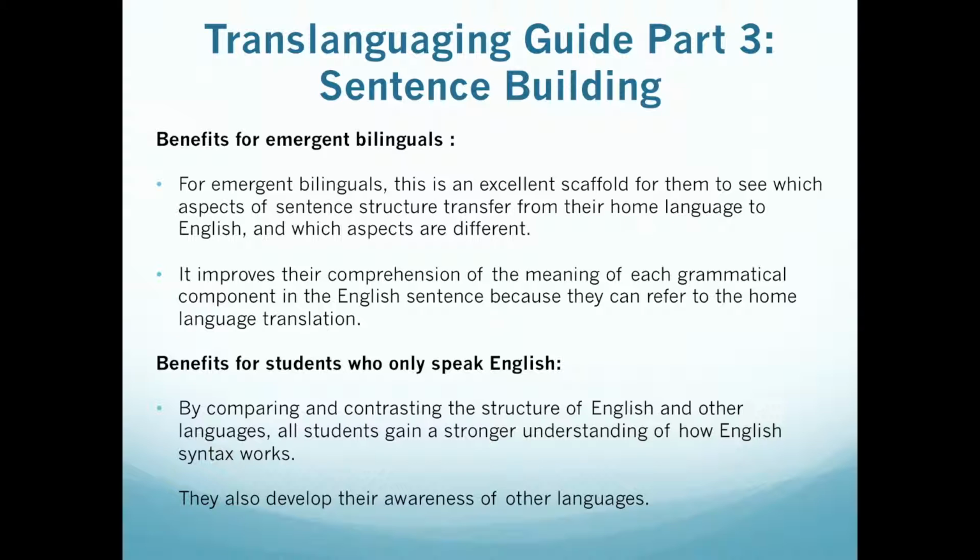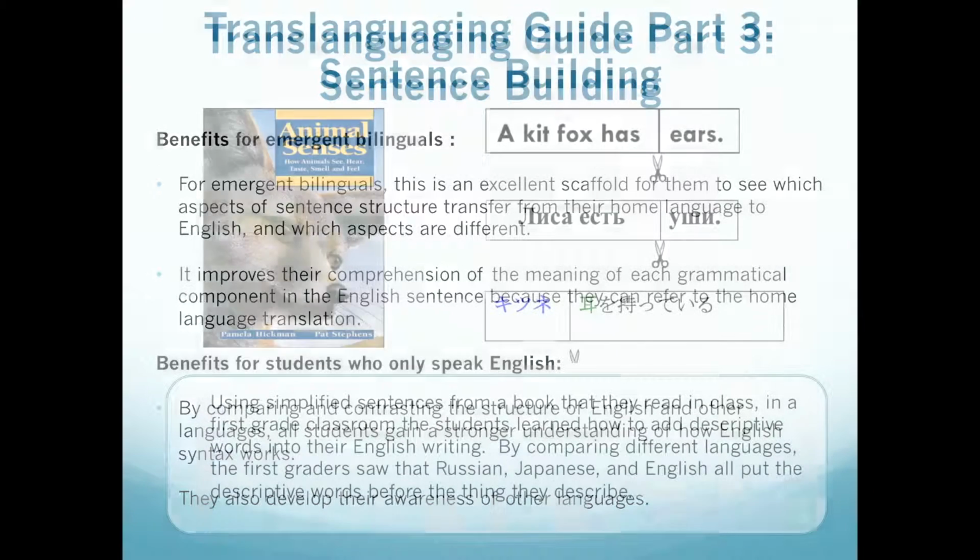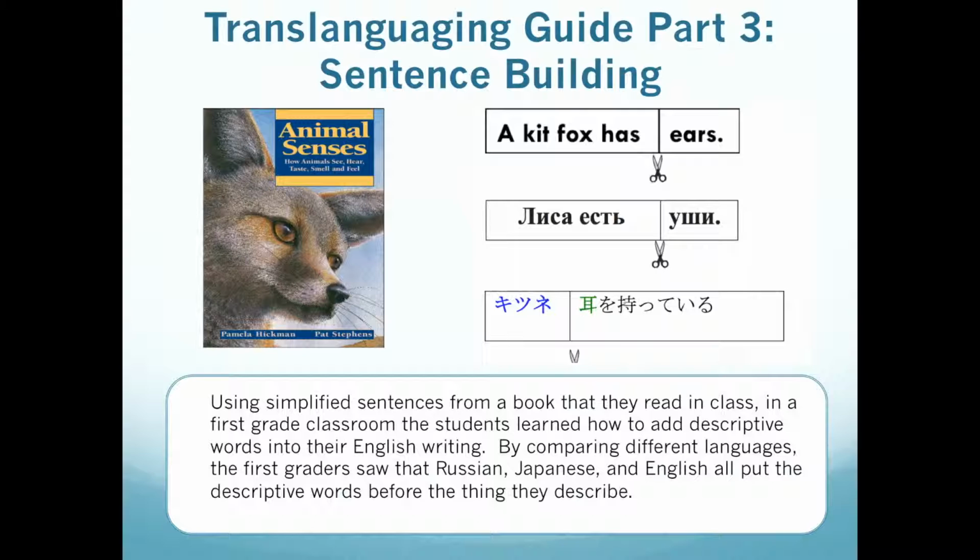And in addition, as we've been saying, they also develop an awareness of other languages. Here's an example of how one teacher used the strategy sentence building in her 1st grade classroom. Here, students were reading a book about animals and animal senses, and so the teacher used simplified sentences from the book that they read in class, and they learned how to add descriptive words in their English writing.